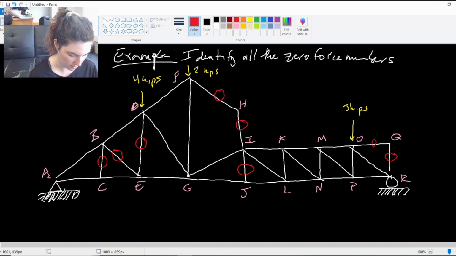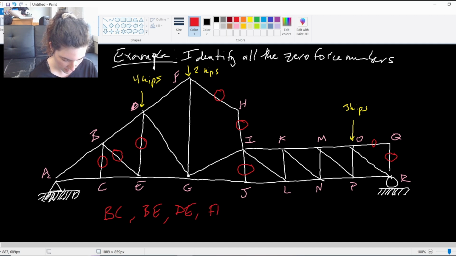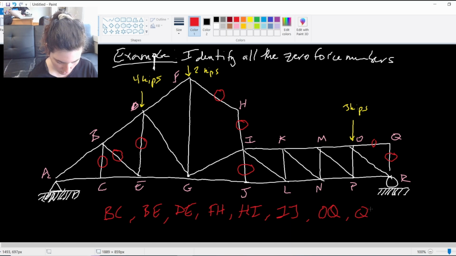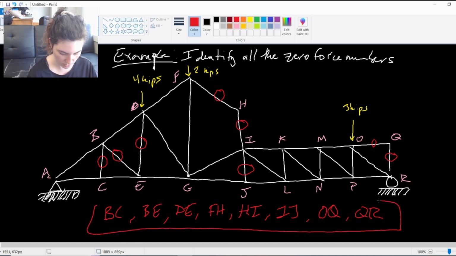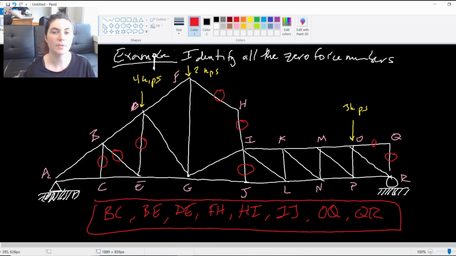Generally, we just call them by their letter names by the ends of the members: BC, BE, DE, FH, HI, IJ, OQ, and QR. Those are the zero force members. So oftentimes it'll ask you to identify those while you're also finding what the force is in all of the other members.